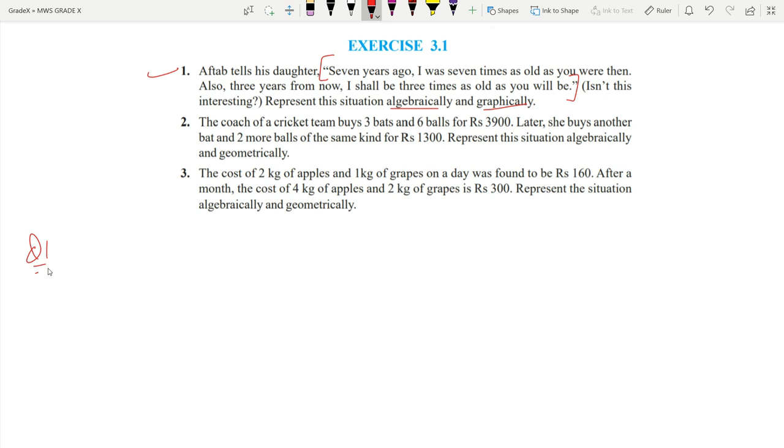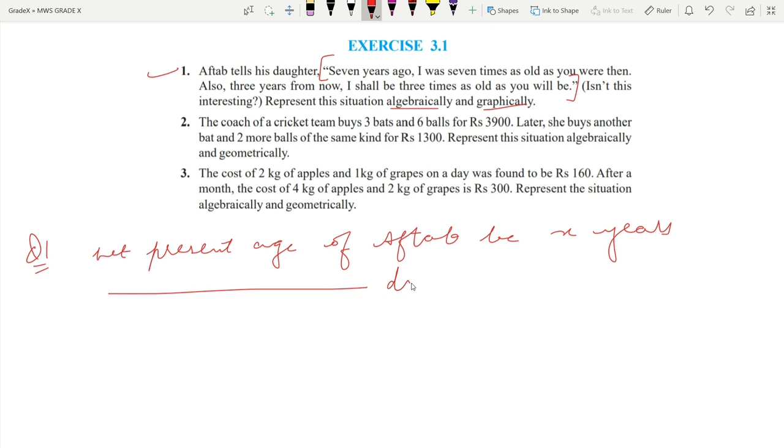See question number 1. As we don't know the ages of both Aftab and his daughter, let the present age of Aftab be X years and the present age of the daughter be Y years.